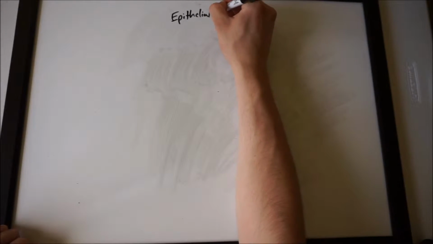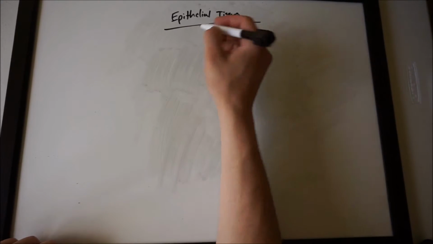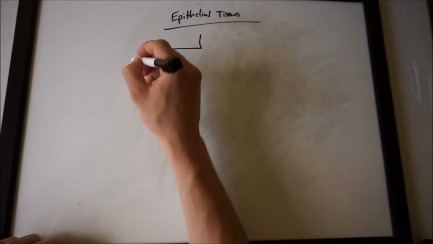There are four types of tissues in the body: epithelial, connective, muscle, and neural tissue. Tissues are basically just a collection of cells that perform specialized functions. And again, epithelial is one type. It can really be broken down into two different things.